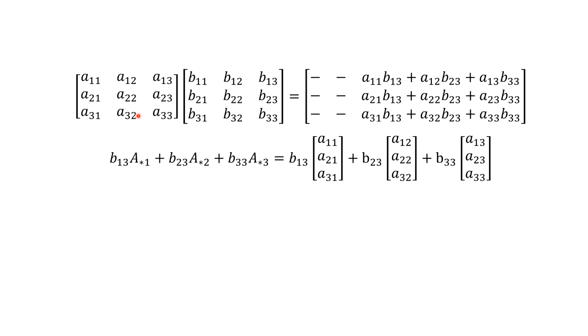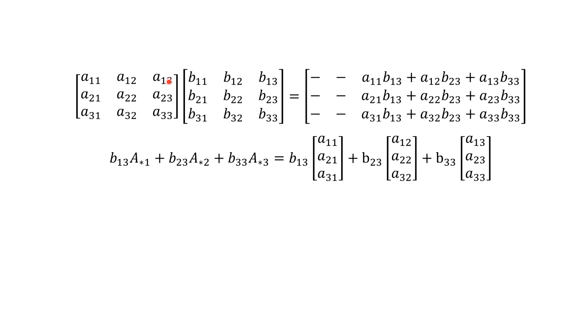We have another example on this slide. In this case, A and B are both 3 by 3, but as we saw, they don't have to be square. They just need to be of the appropriate dimensions to multiply together. And what I want to do here is find the third column two different ways. First way is through multiplication.